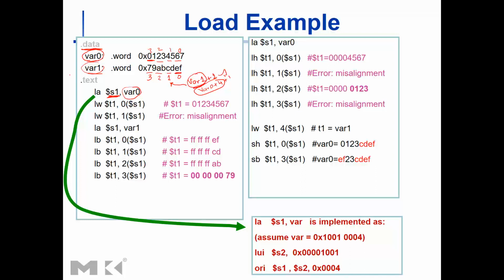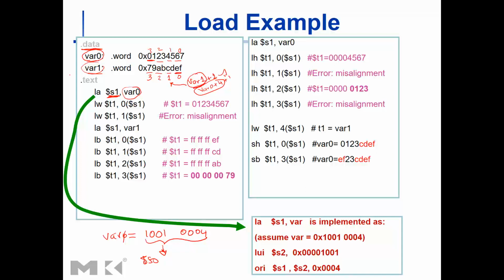So for instance, let's say the address of var0 equals 1001 0004. That's the address of var0. How can I move this address into register S0? Well, we have to do it in two steps.